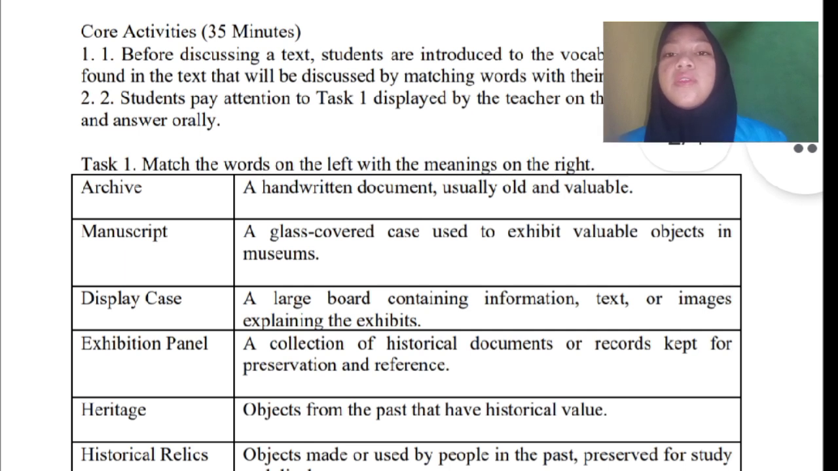After that, they read a descriptive text about Sultan Sulaiman Badrul Alam Shah Museum. Students discuss the text in groups and share their ideas with their friends. They also answer some questions and create short descriptive paragraphs.